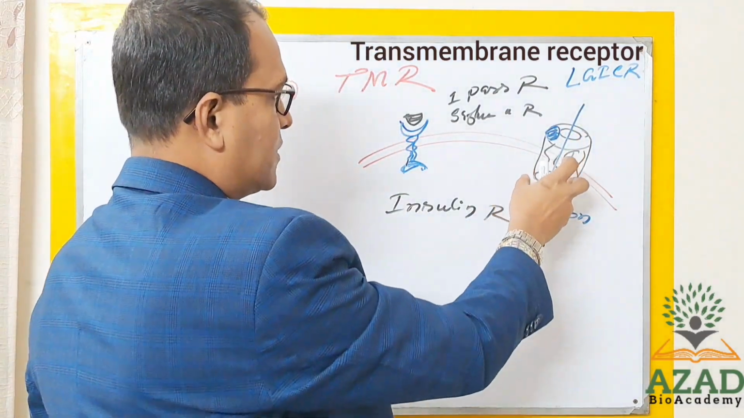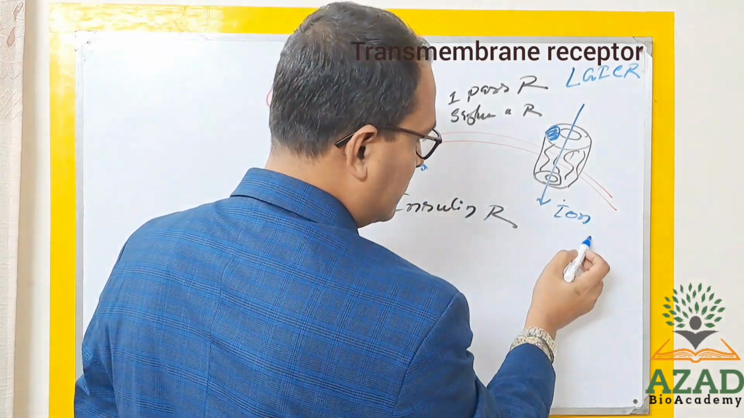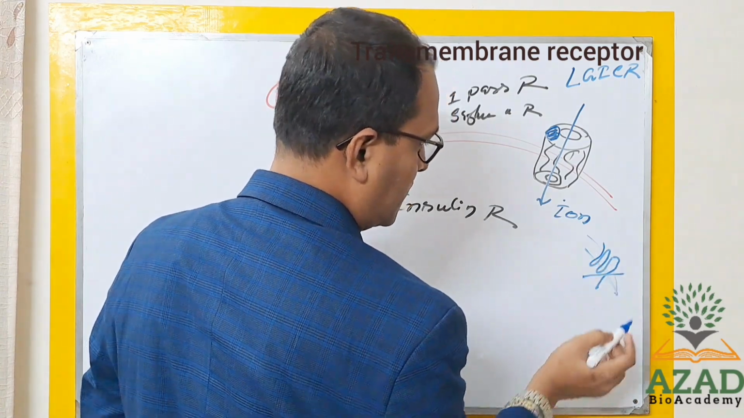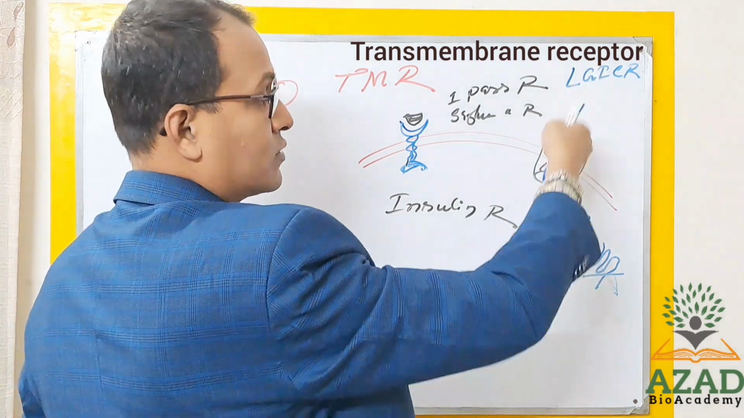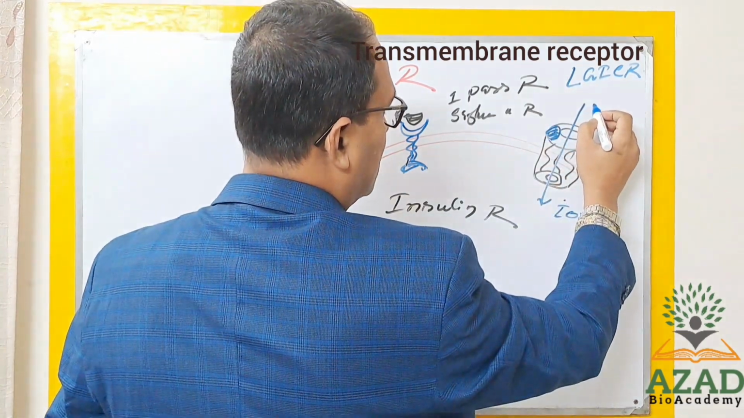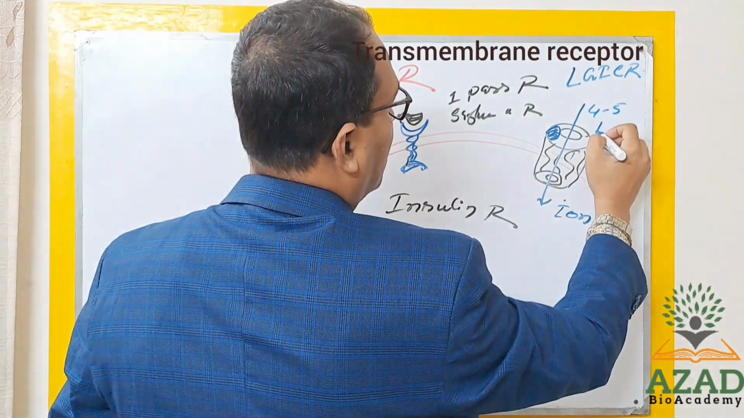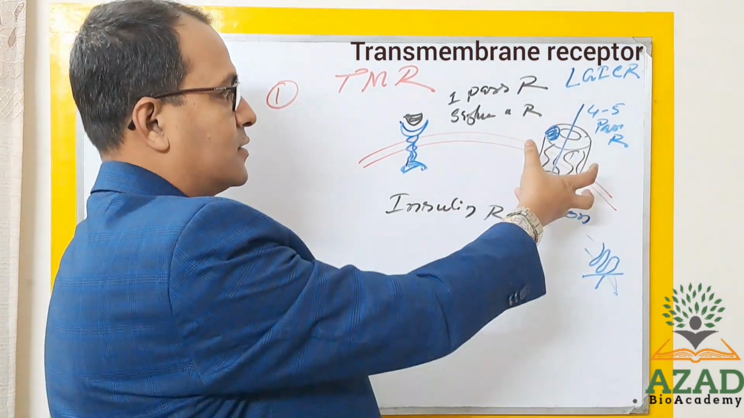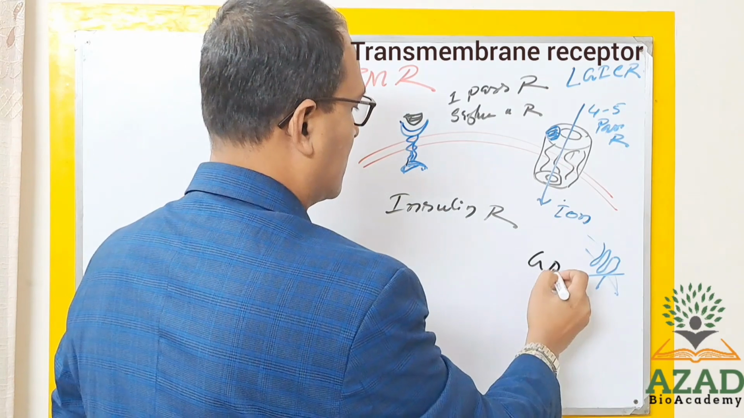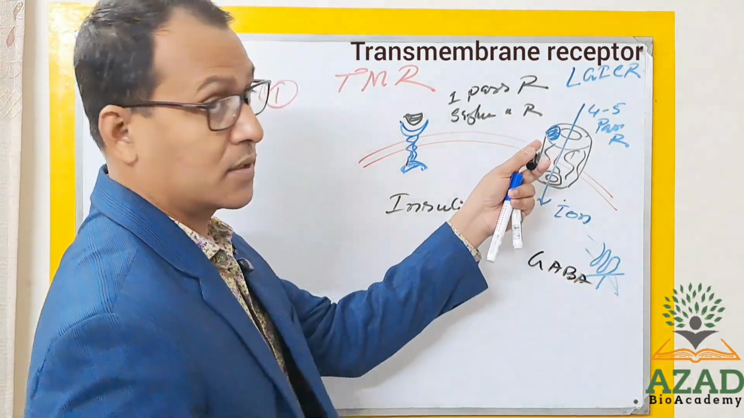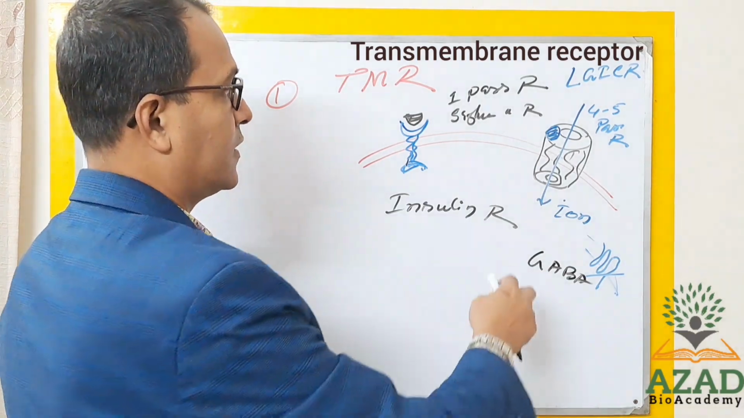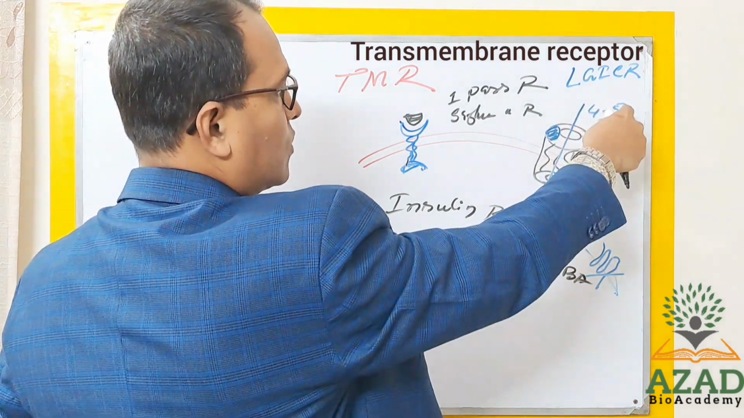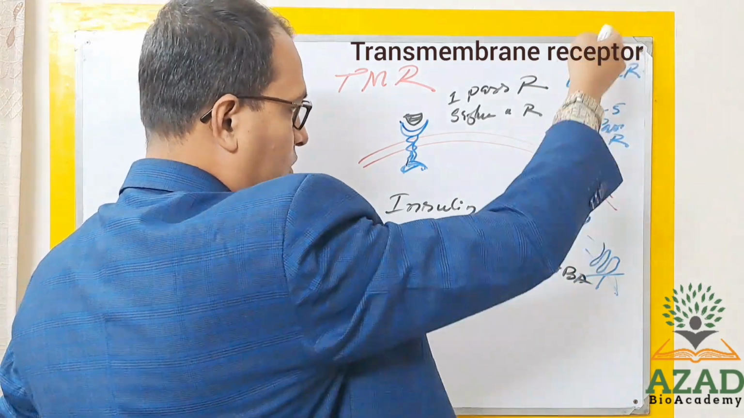That type of receptor you can draw this way, it will cross 1, 2, 3, 4, or 5 times. Four or five times it can cross the membrane. So you can consider it a 4-5 pass receptor. And the example is ligand gated ion channel receptors. You can consider the GABA receptor, or the nicotinic acetylcholine receptor, like that. That means ligand gated ion channel receptors cross the membrane four to five times.